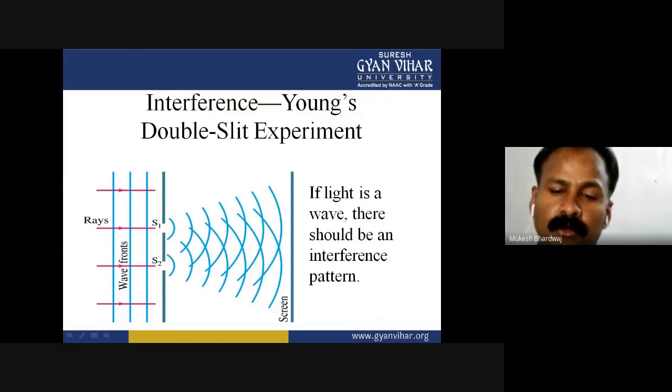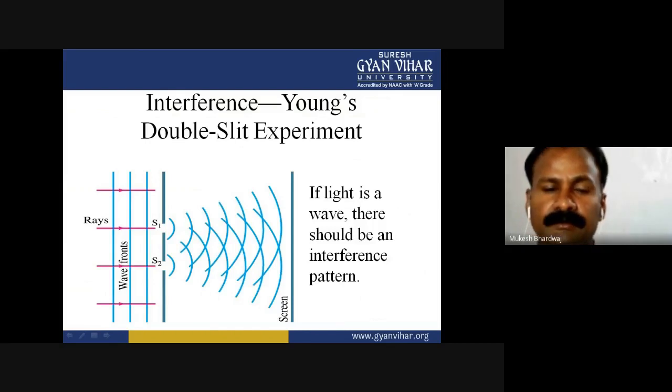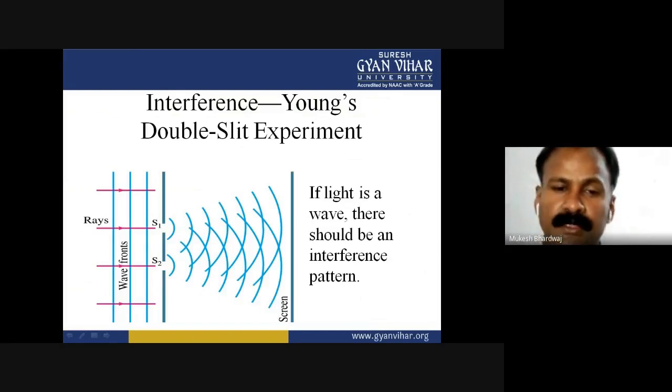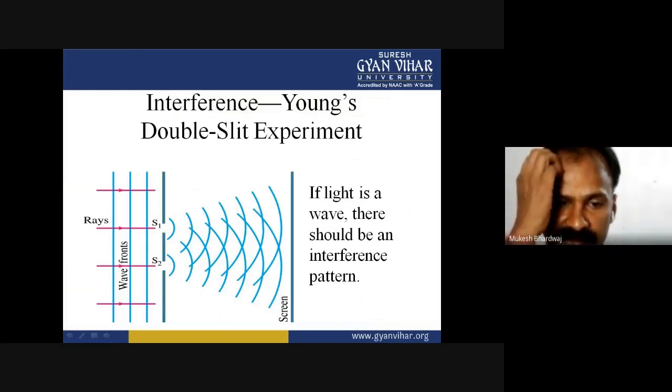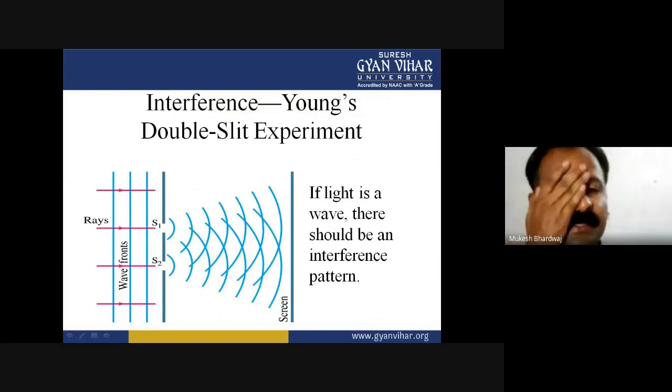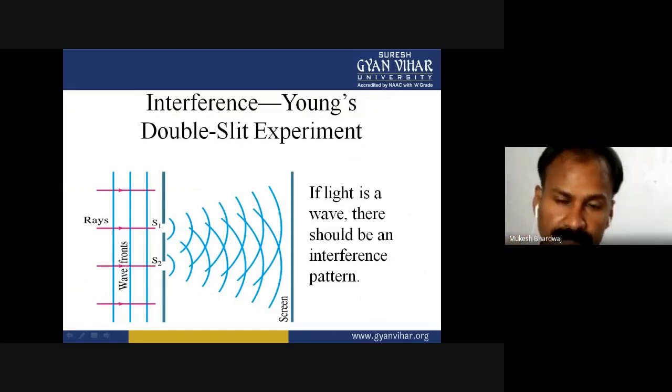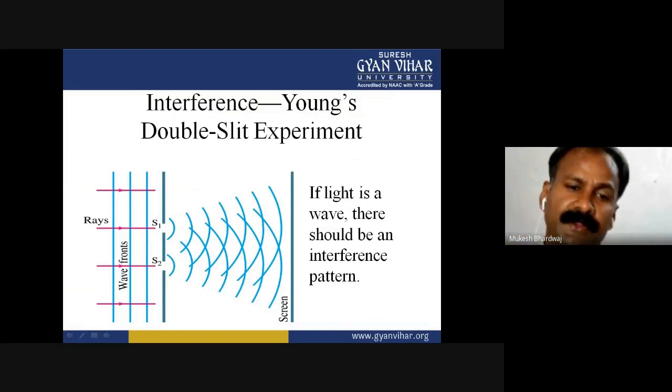Practically, perfectly coherent sources are not possible, but we need to produce coherent sources. There are two methods of producing coherent sources: first, by the division of wavefront, and second, by the division of amplitude. First, the division of wavefront.